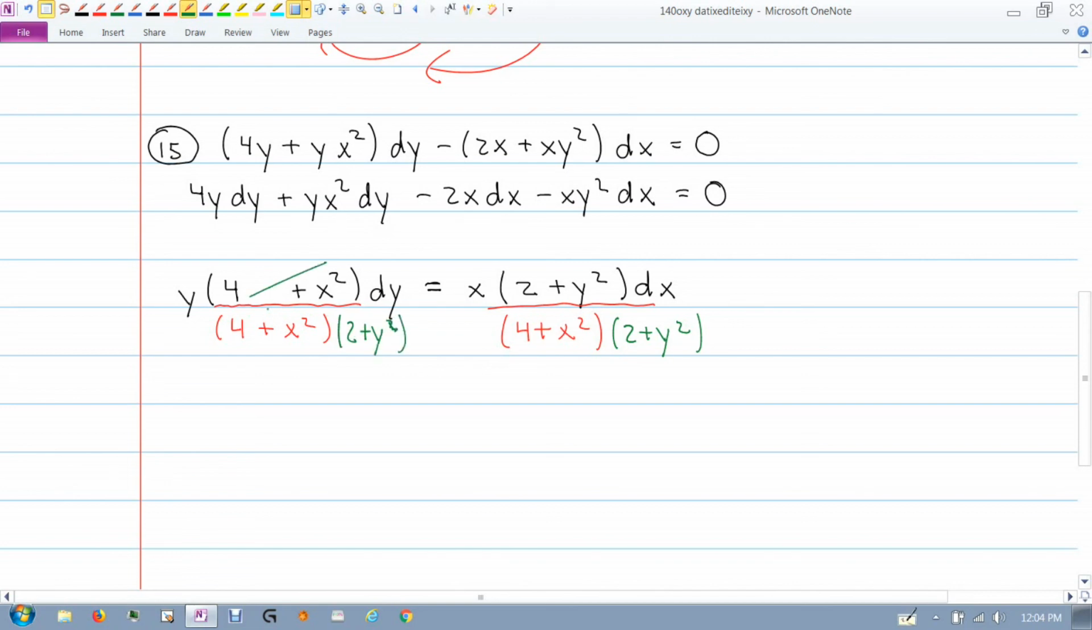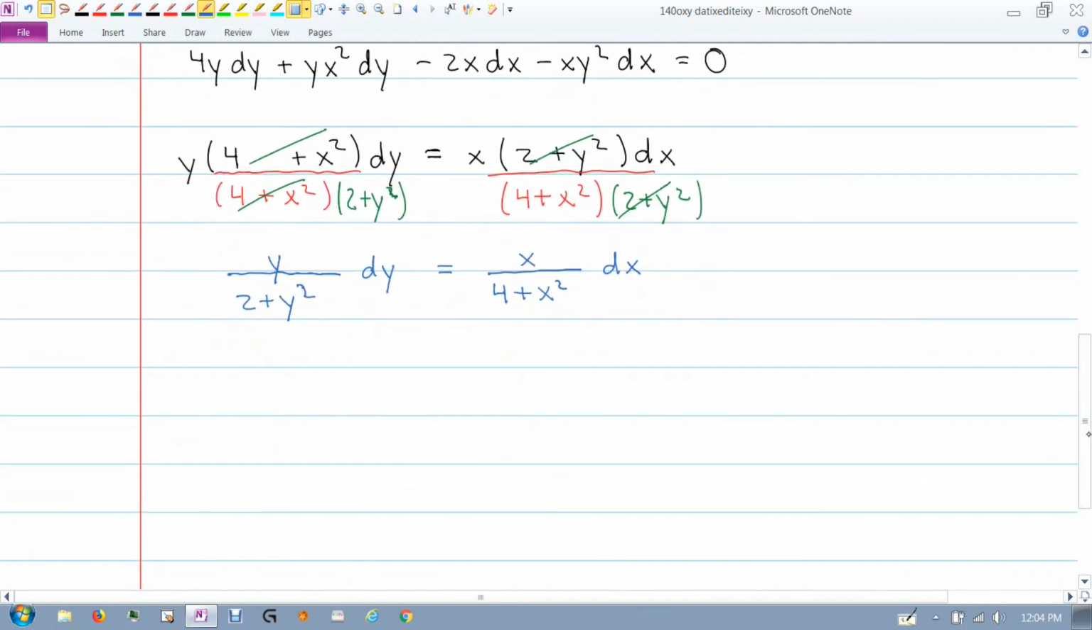And some good things happen here. These are gone, and now we should just have everything on the left-hand side, y over 2 plus y squared. All right, that dy, everything is in terms of y there. And on the right-hand side, we have x over 4 plus x squared, and everything there is in terms of x. So that worked out pretty nice. And now we can go ahead and integrate. So let me do one of these. I'll show the work on one of these.